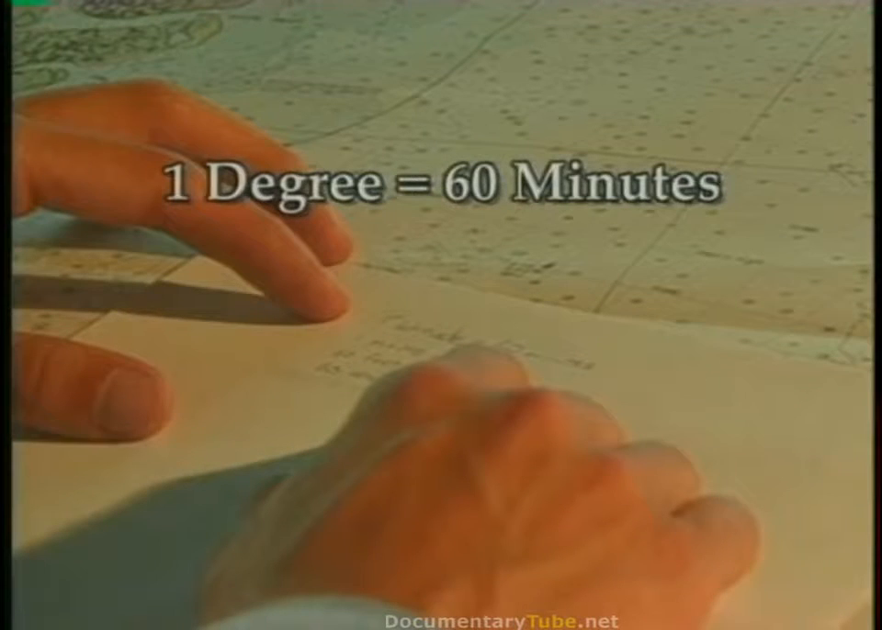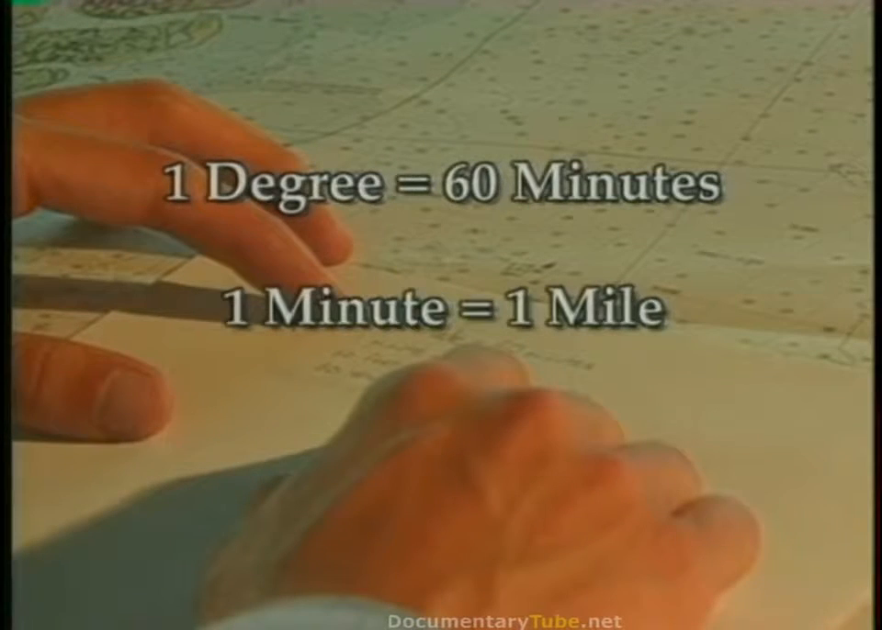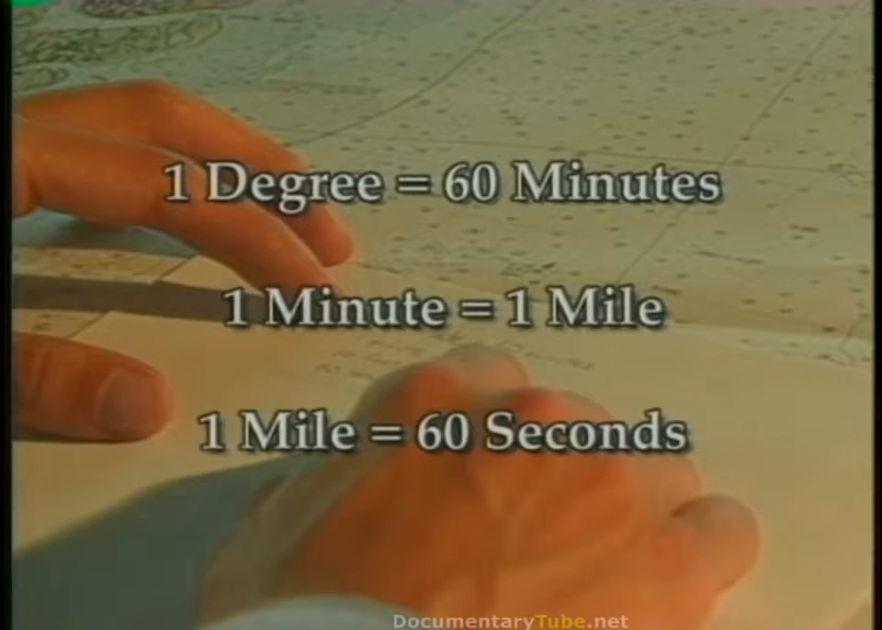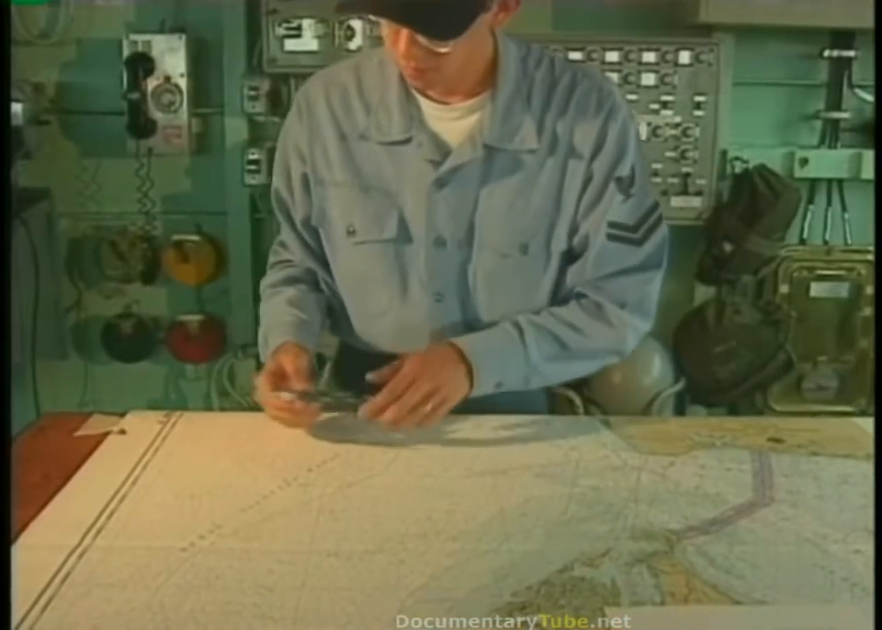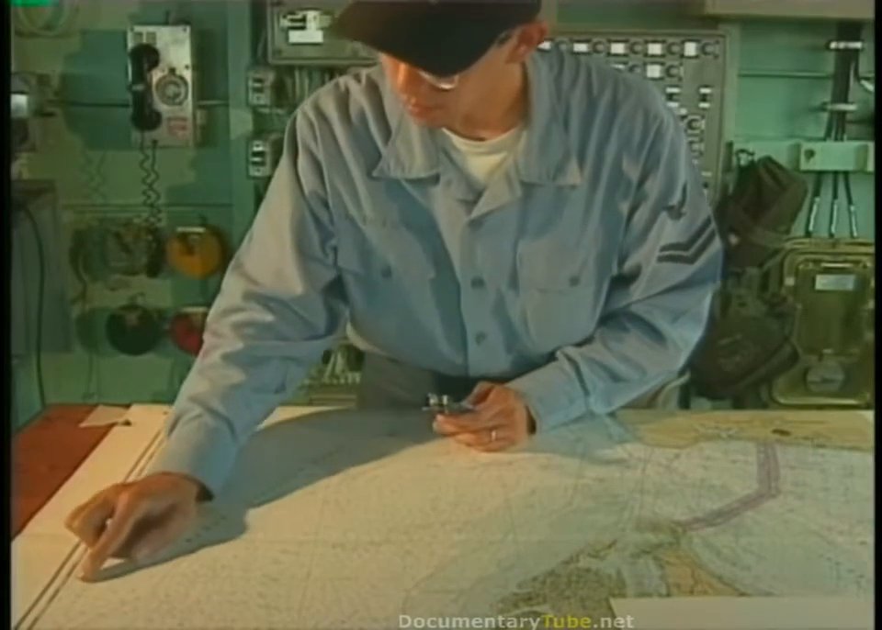1 degree of latitude equals 60 minutes. Each minute equals 1 mile. Therefore, 1 mile can be divided into 60 seconds. When measuring distances, you always use the latitude scales.